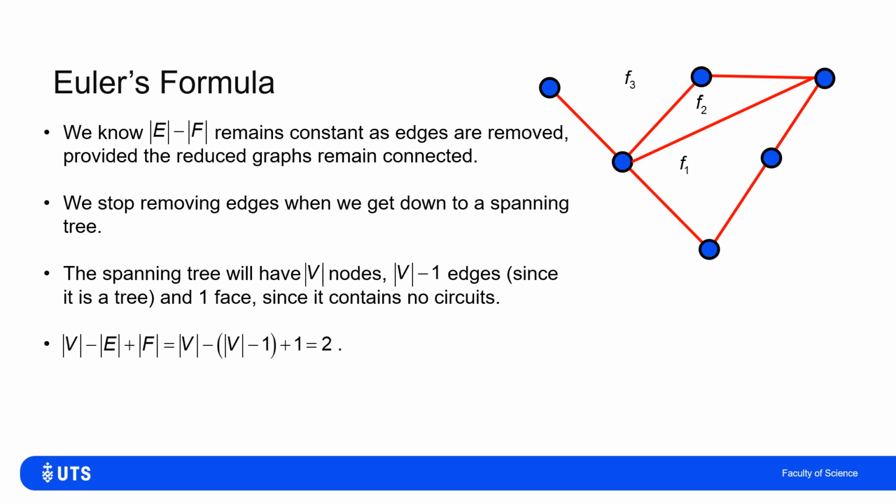And I can also say that reversing this whole process, I haven't changed the size of V. Yes, I have changed the size of E and the size of F, but when one goes down by 1, the other one goes down by 1. So I'm left with the size of V minus the size of E plus the size of F will always equal 2 for a planar graph.